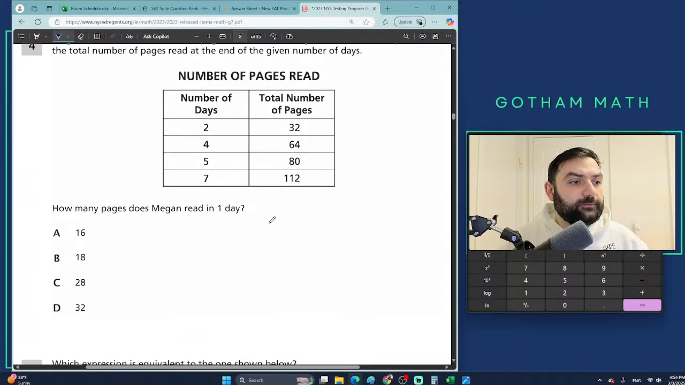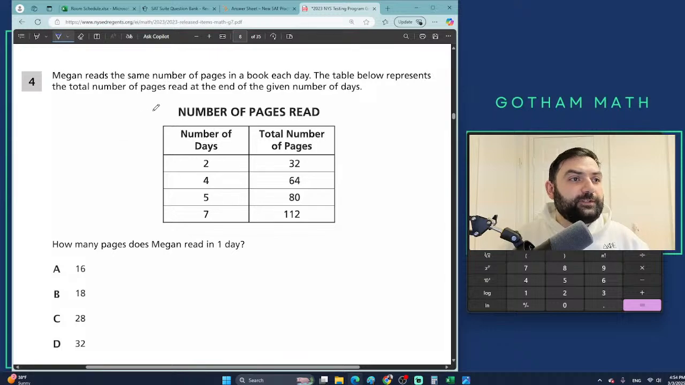Number 4. Megan reads the same number of pages in a book each day. The table below represents the total number of pages read at the end of the given number of days. Okay, so number of days, total number of pages. Okay, that makes sense. How many pages did Megan read in one day? So look, at 4 is 64. At 2 is 32.